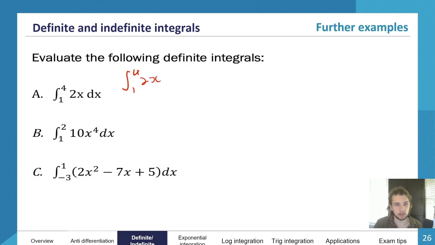So let's do that. Let's find the area under the curve 2x between the points 1 and 4. So this line would look something like this, and then we have this point 1 and this point 4, and this is going to find the constant value, that is the area in between those two points under the line.